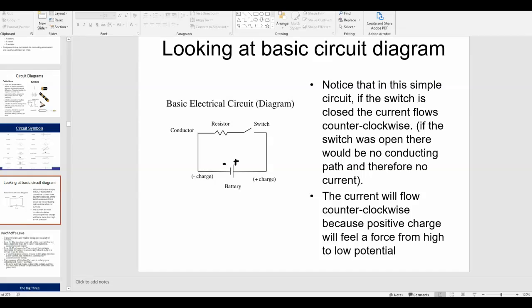Remember that the direction of current is the direction that positive charge flows in a circuit. So that means the current is going to start here, and it's going to be driven down to a lower potential. And so the current is going to flow, in this case, counterclockwise, from plus to minus. As long as the switch is closed, the current is going to flow counterclockwise. If the switch was open, then there would be no current because there's no conducting path.